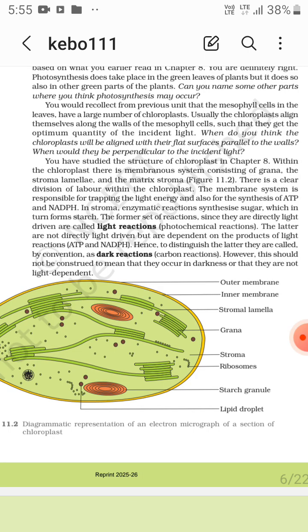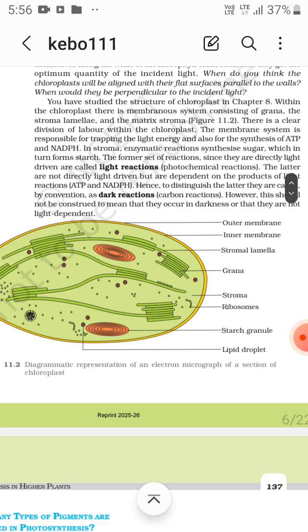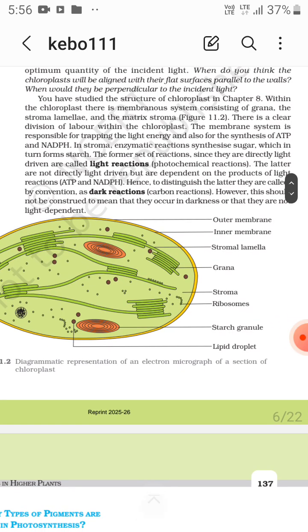Okay, the former set of reactions, since they are directly light driven, are called light reactions, that is photochemical reactions. The latter are not directly light driven but are dependent on the products of light reactions, that is ATP and NADPH. Hence, to distinguish the latter, they are called by convention dark reactions, carbon reactions. However, this should not be construed to mean that they occur in darkness or that they are not light dependent. Yes, they are dependent on the light, but indirectly.